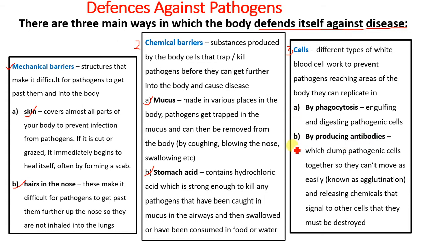And the second type of cells is the lymphocytes, which have to do with producing antibodies. These antibodies clump pathogenic cells together so they can't move as easily, and this is known as agglutination. And they release chemicals that signal to other cells that they must be destroyed.